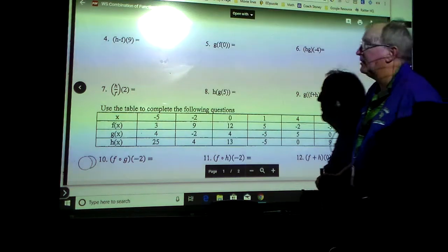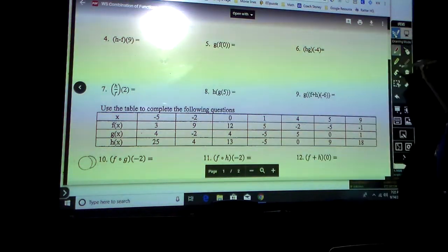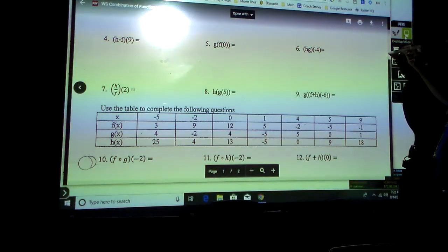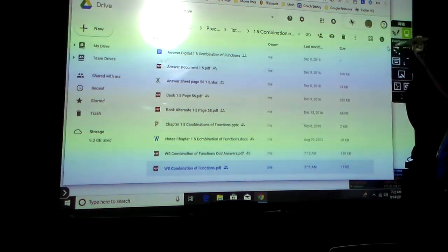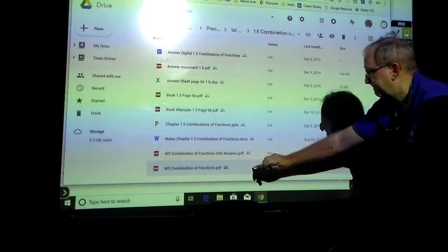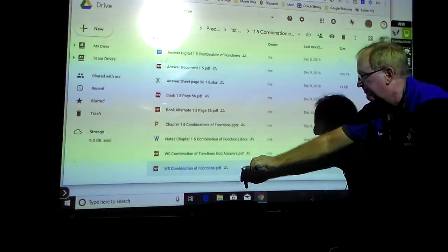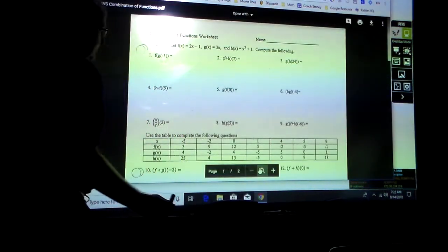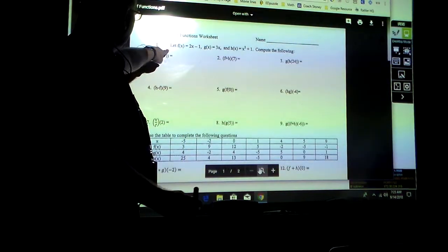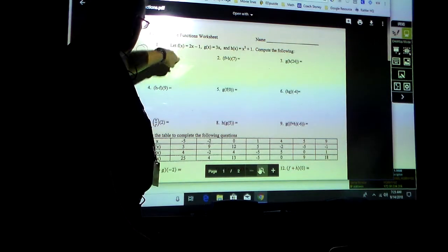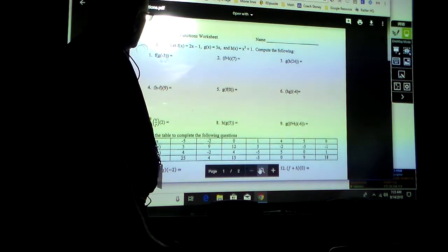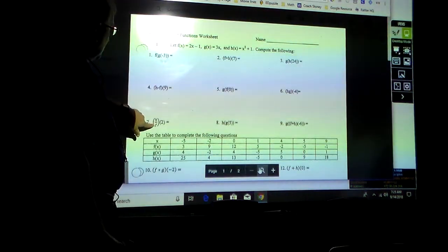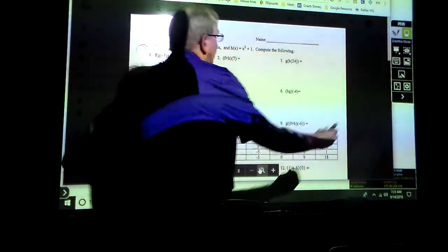So let's work 7. Oh, I got a little bit of a problem here. Got to go back and forth. All right? 7 says h of 2 over f of 2. So what I might want to first off do is this. Oh, might help if my shadow's not in the way. I need my problem right here so I can see it. This is h of 2 divided by f of 2. This one's a little bit different.